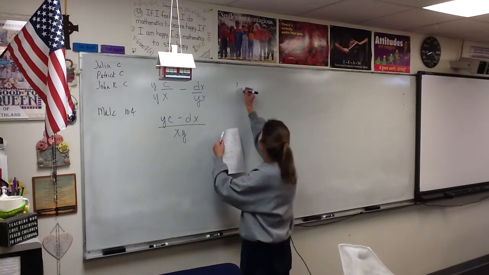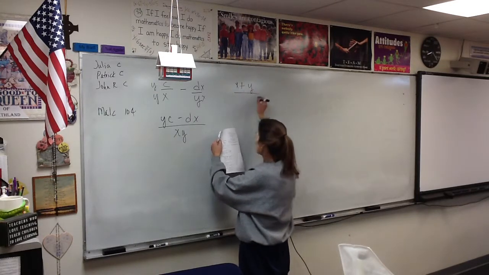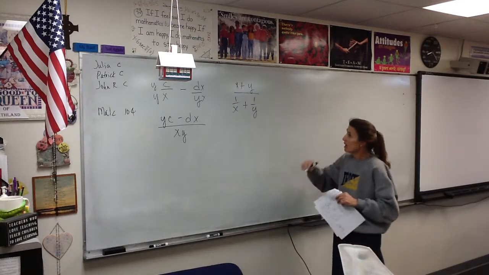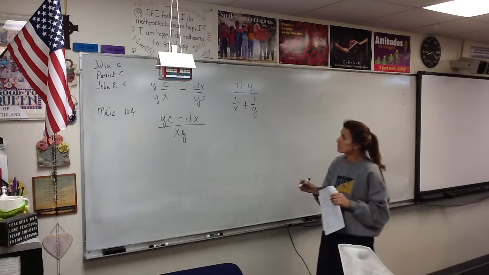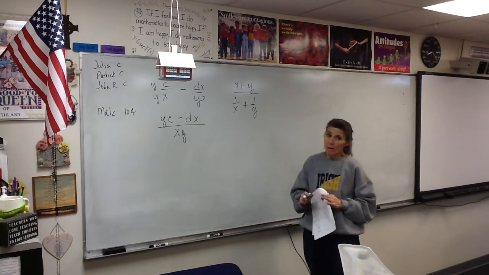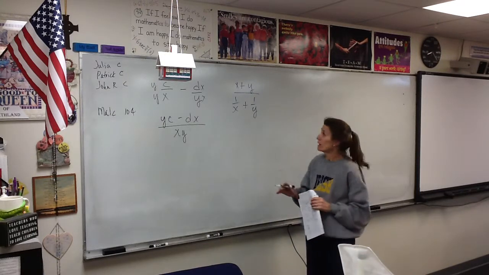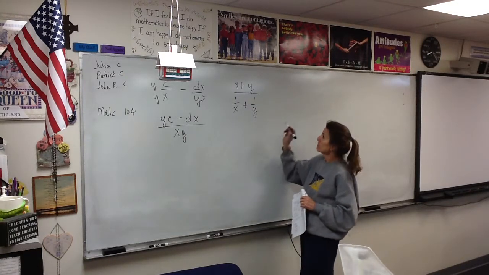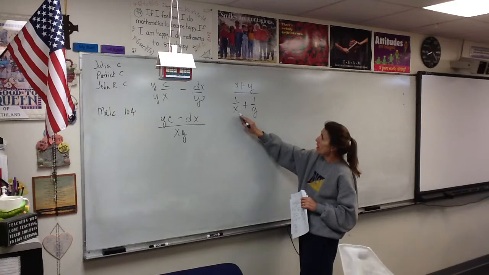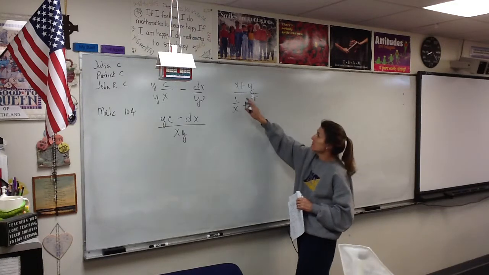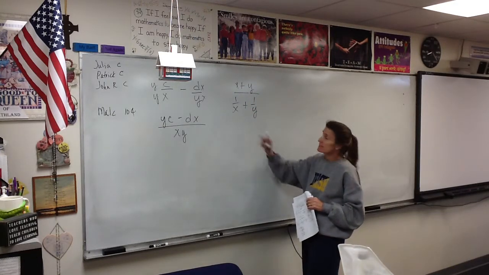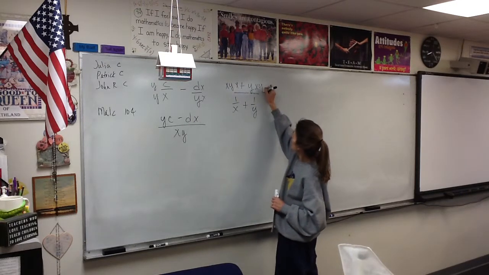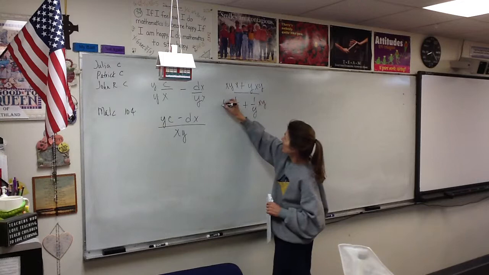Okay, now we got a complex fraction. And with a complex fraction, we've talked about this several times. One way, I think the easiest way to solve this is to multiply each piece by the common denominator. Now the common denominator of all the pieces, 1, 2, 3, 4, is xy. So we're going to multiply xy here, xy here, xy here, and xy here.